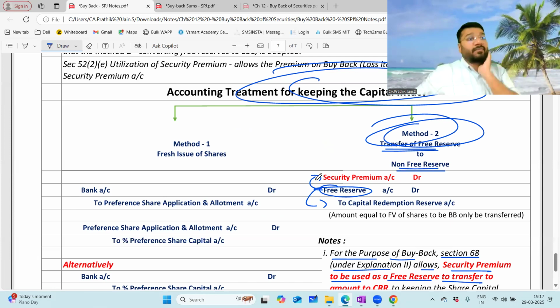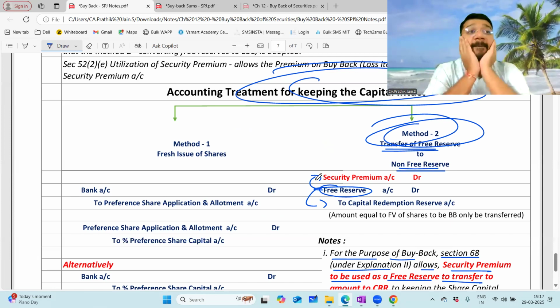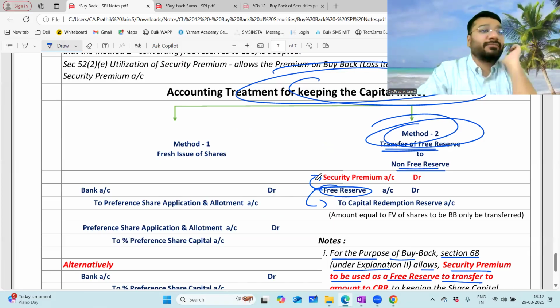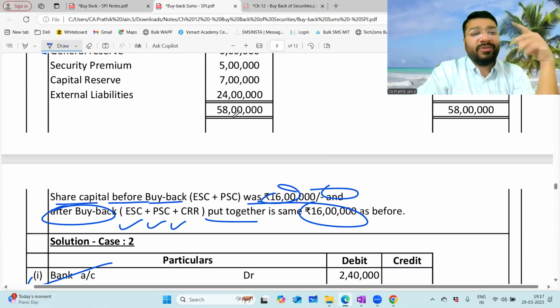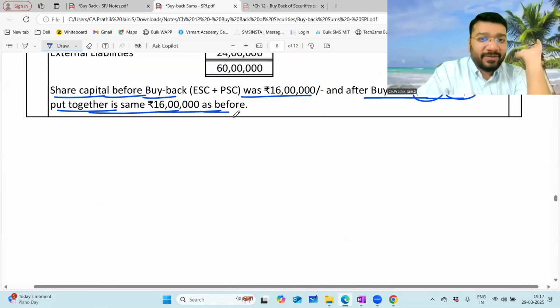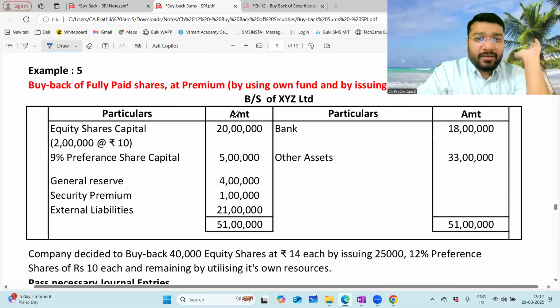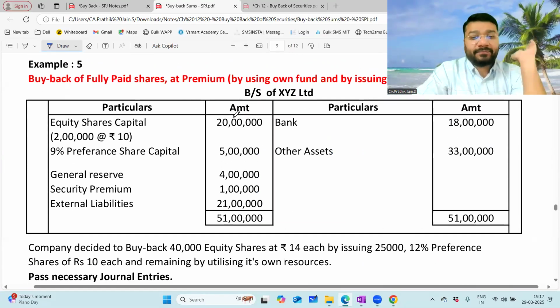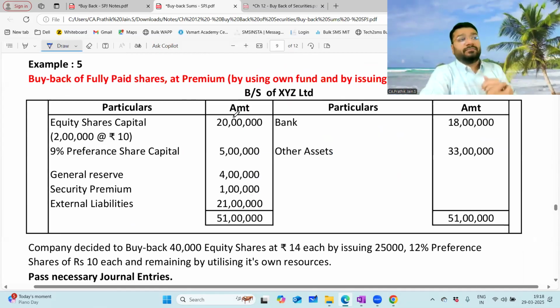Sir, in that one we use a combination of preference shares. Now, the next question is based on that only. Everything is there. You think about it, there's a question here. Example 5. Sir, security premium will be used for bonus shares. Bonus share is Section 52.